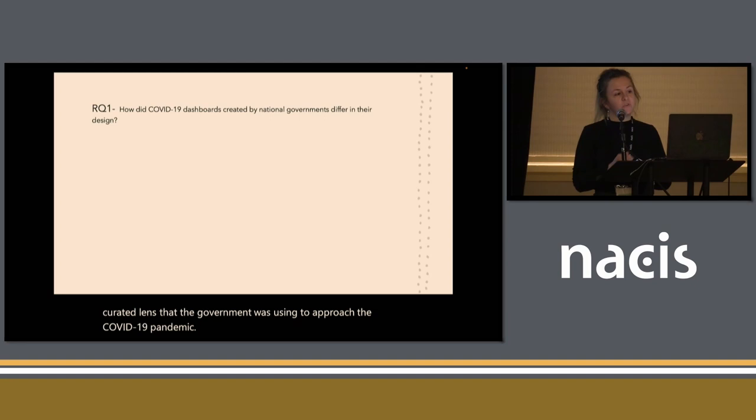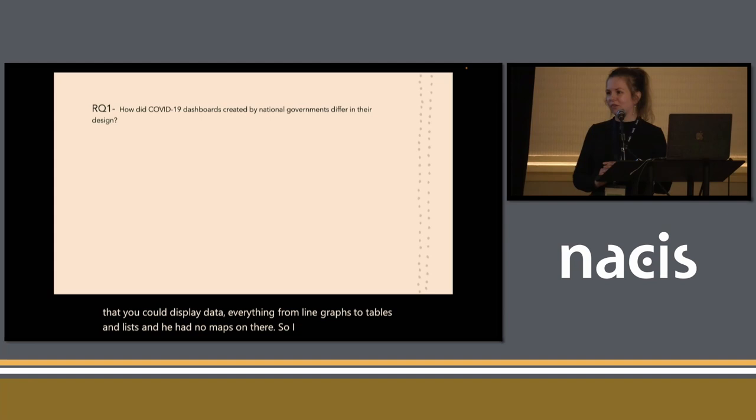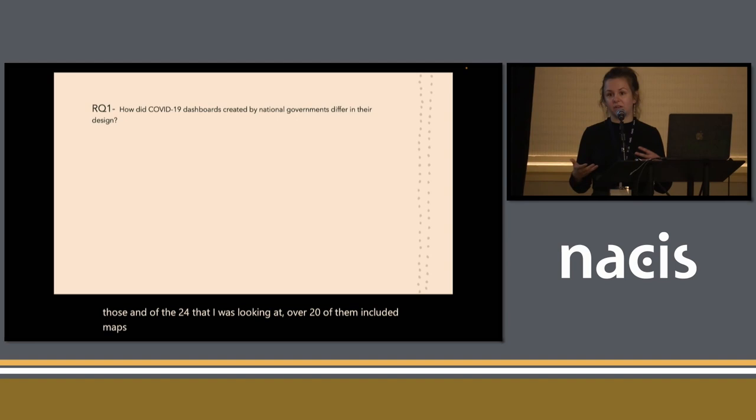So the first research question was, how did COVID-19 dashboards created by national governments differ in their design? And as you saw in my list of codes, I went through a whole series of examples of these. And in some ways, there were remarkable consistencies in the amount of interactivity and the types of graphics they were providing. One thing that I added to the list of codes from Bach was he had this list of different types of ways that you could display data, everything from line graphs to tables and lists, and he had no maps on there. So I did end up coding for those, and of the 24 that I was looking at, over 20 of them included maps of the spread of the COVID-19 pandemic on their dashboards.